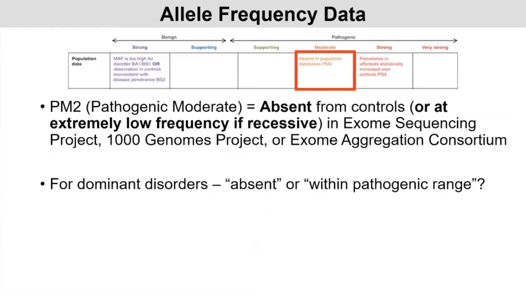So now looking on the pathogenic side, it's going to talk about applying this criteria for absence, this PM2. It's a pathogenic moderate piece of evidence. So it's written as absent from controls. However, a question that often comes up when looking at dominant disorders is, does it truly need to be absent to be able to apply this criteria?